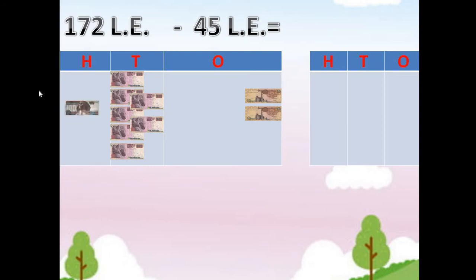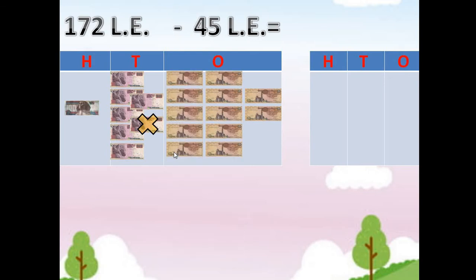Now I want to take 5 ones from 2 ones. I can't take 5 from 2, so I have to make regrouping. How? Here I will go to the tens place, and I will take 1 ten from here and I will put it here in the ones as 10 ones. Like that. Now we have here 10 ones.